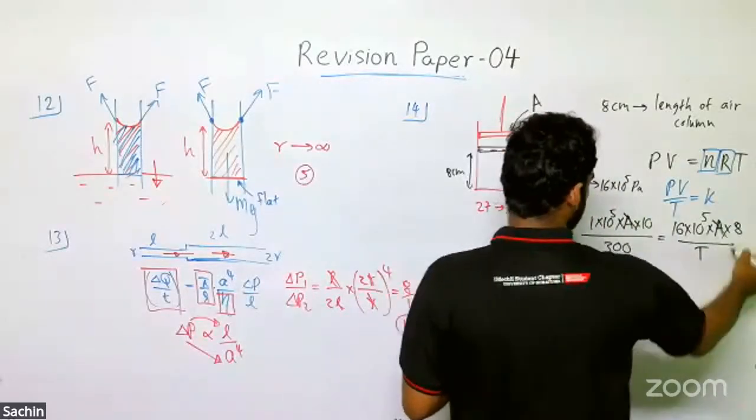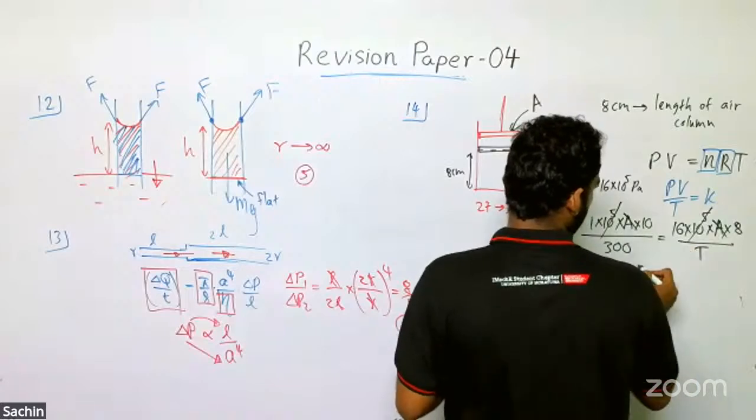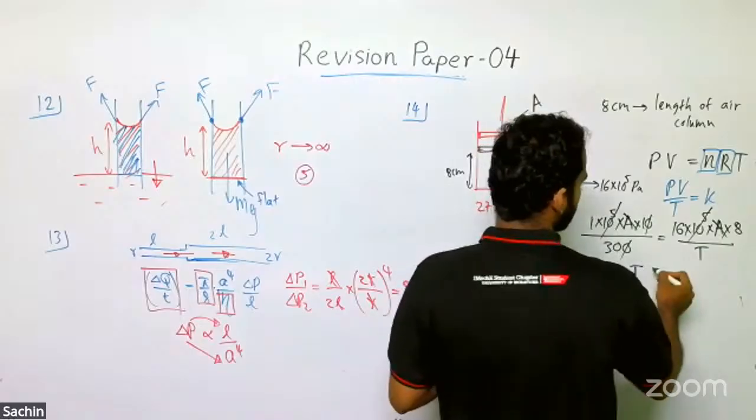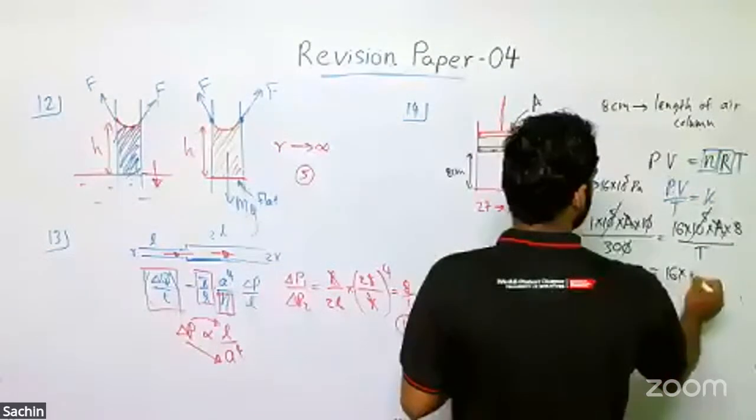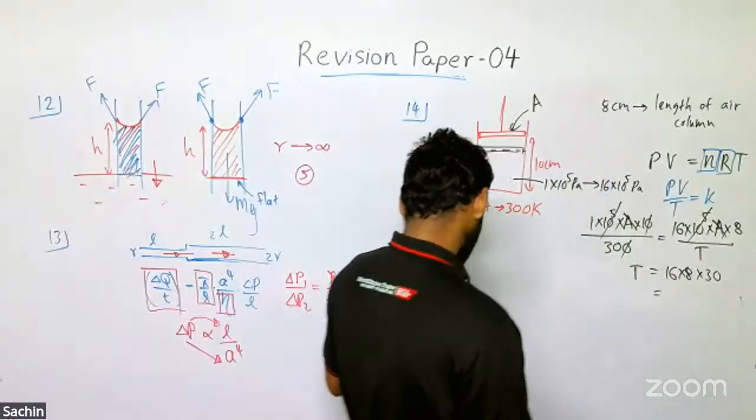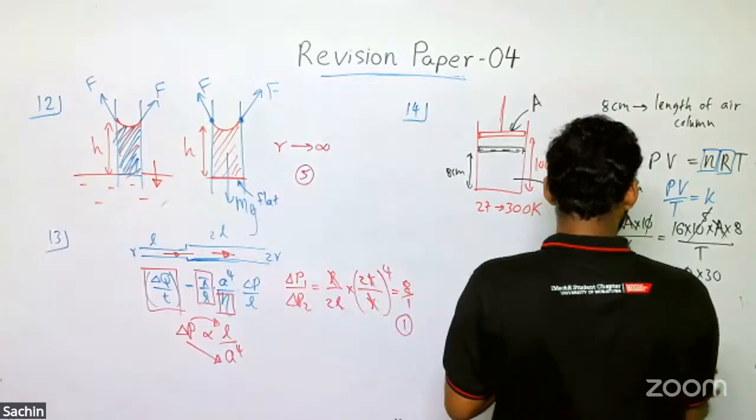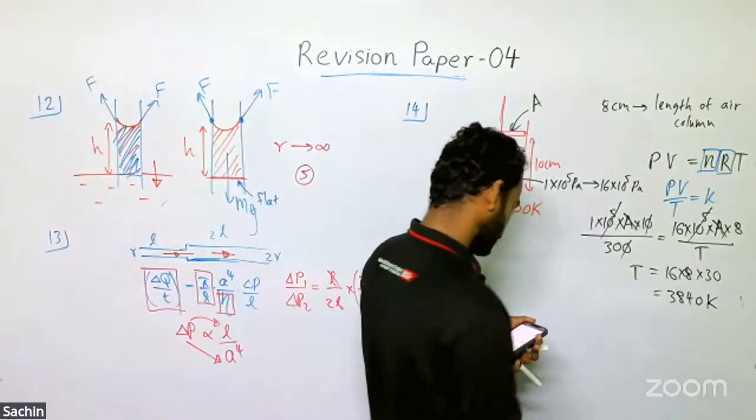Okay, so just solve this up. You will find that the new temperature is 16 into 8 into 3. If you solve this, it should be equal to 3840 Kelvin, by the way. This is Kelvin.